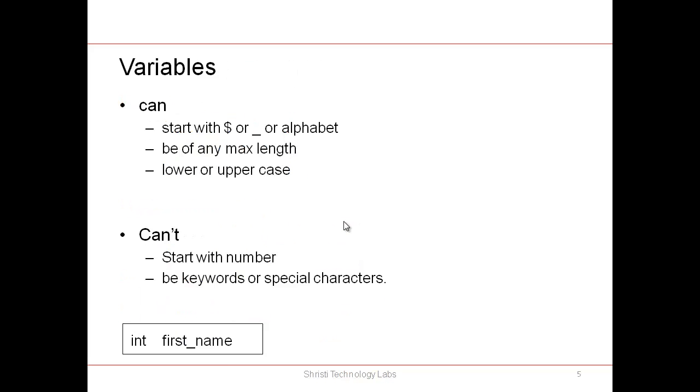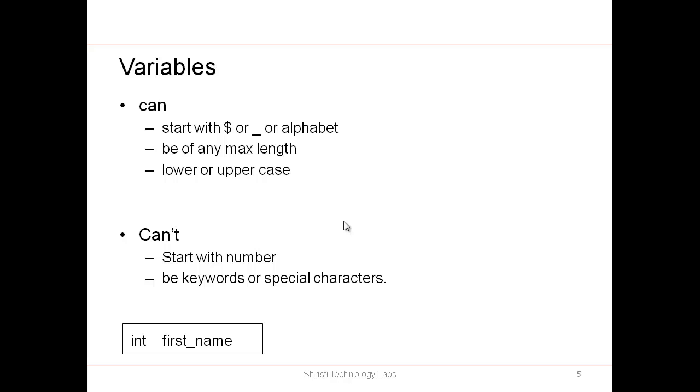Variables. What are the rules for a variable declaration in Java? It can start with dollar or underscore or an alphabet. It can be of any maximum length. It can be either lowercase or uppercase. So examples for variables: dollar money, name, last underscore name.